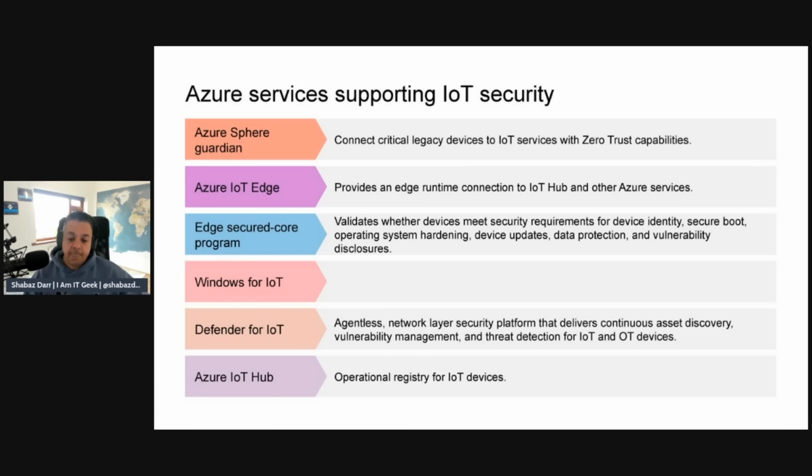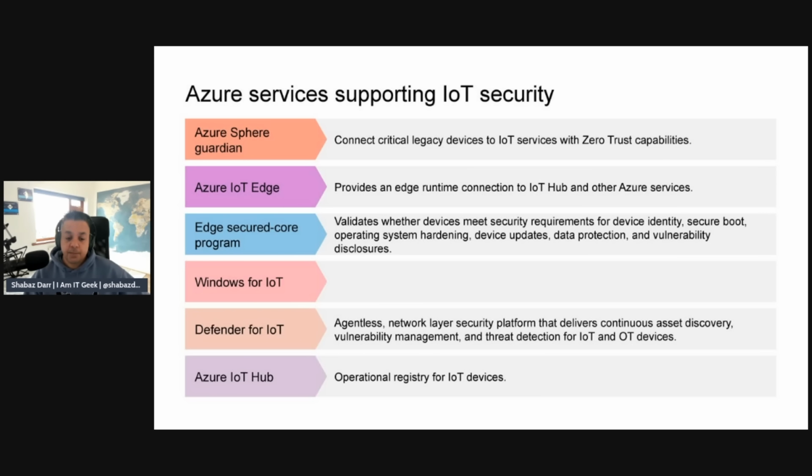We have Defender for IoT, which we saw in an earlier demo and chatted about a little bit in an earlier episode. This is an agentless network layer security platform that delivers continuous asset discovery, vulnerability management, and threat detection for IoT and OT devices. Defender for IoT continuously monitors network traffic using IoT-aware behavioral analytics to identify unauthorized or compromised components. Defender for IoT also supports proprietary embedded IoT devices on legacy Windows systems commonly found in OT environments. Defender for IoT can inventory all IoT devices, assess vulnerabilities, provide risk-based mitigation recommendations, and continuously monitor devices for anomalous or unauthorized behavior.